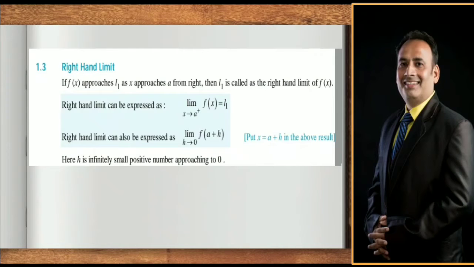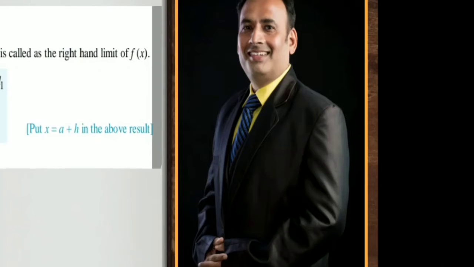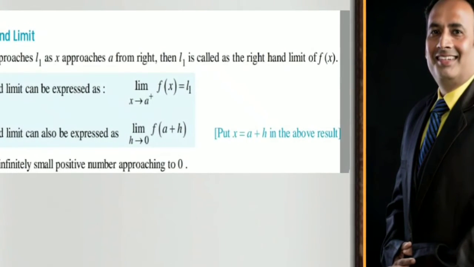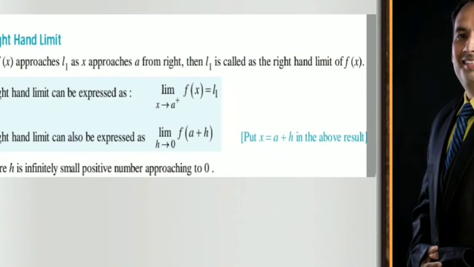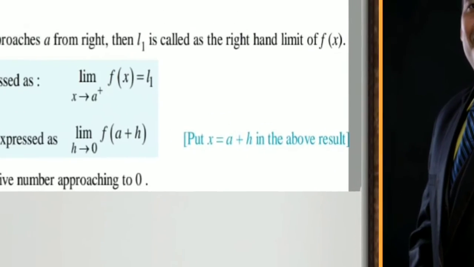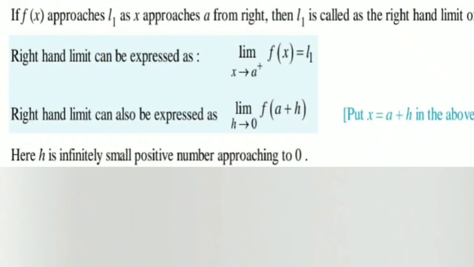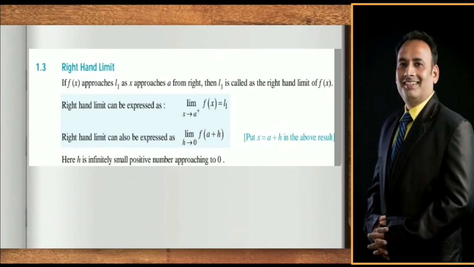What is the difference between right and left limit? Let's say right limit. If f(x) approaches L1 as x approaches a from the right, then L1 is called the right hand limit of f(x). Right hand limit can be expressed as limit x tends to a plus f(x) equals L1. It can also be expressed as limit h tends to 0 of f(a plus h). So you can put x equal to a plus h in the above, where h is an infinitesimally small positive number approaching 0.